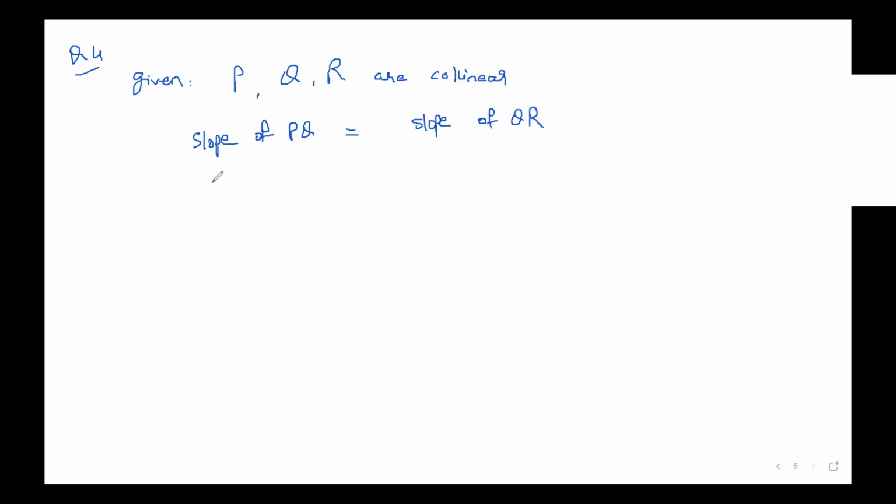So slope of PQ, what will be slope of PQ? -5 minus 1 upon 2 minus k, and the slope of QR, -3 minus 5 upon k minus 2 minus 2. Are you getting? I have applied the formula (y2 minus y1) upon (x2 minus x1).